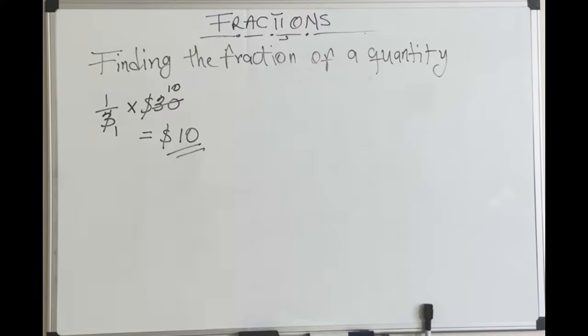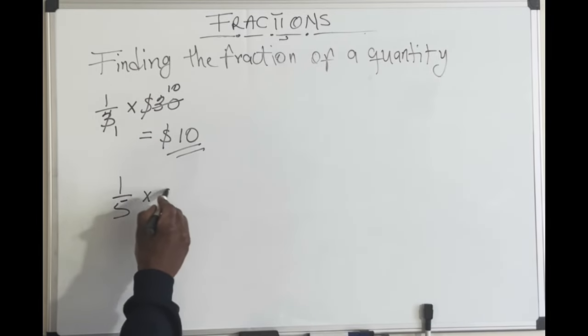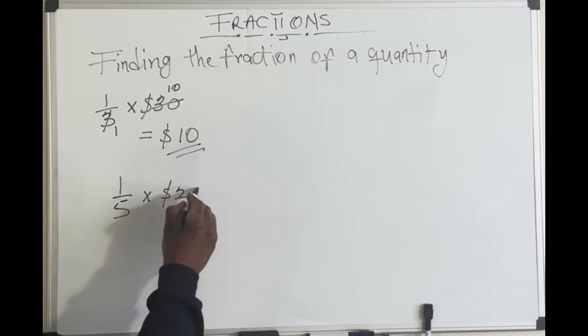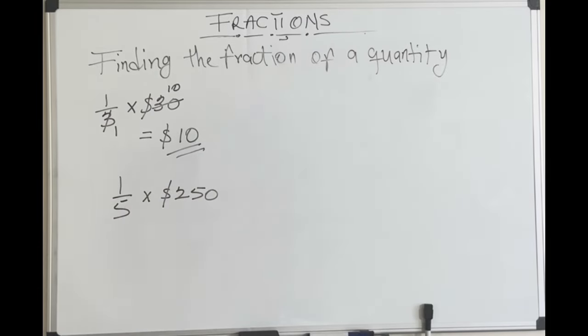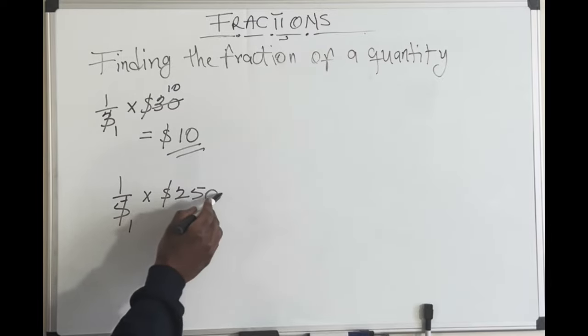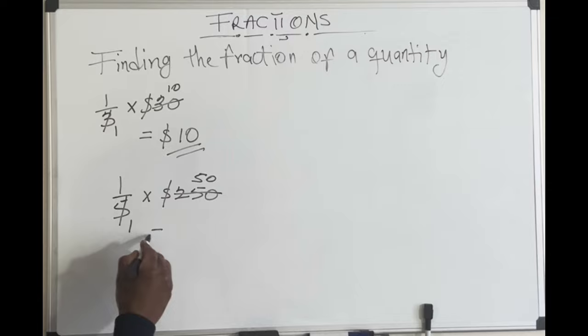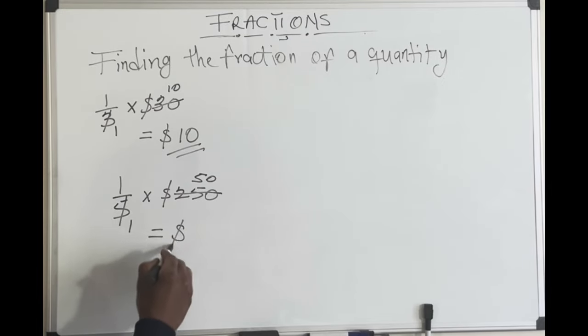All right, let's see another example. So, we have 1/5 times $250. The same process, 5 goes here, 1 goes into 250, 50 times. So our final answer will be $50.